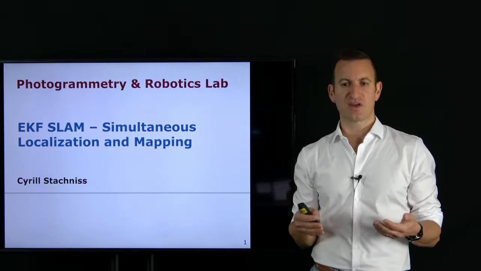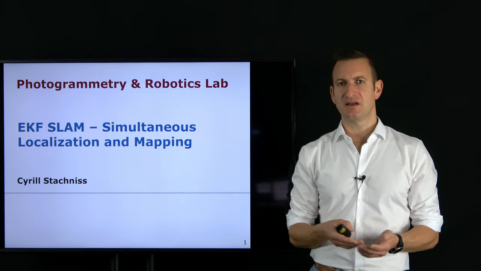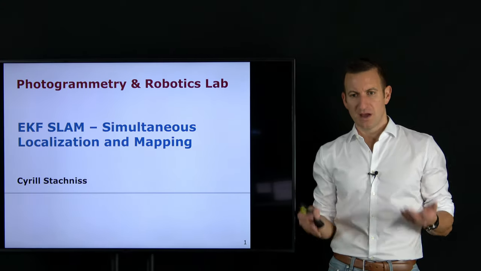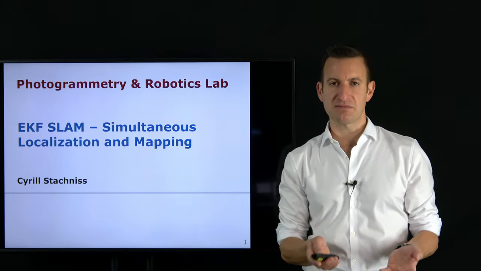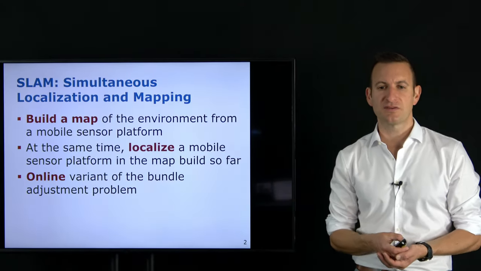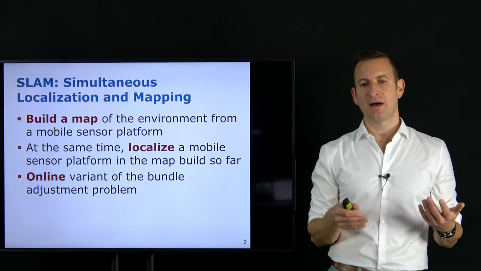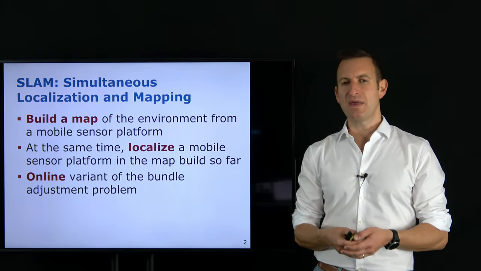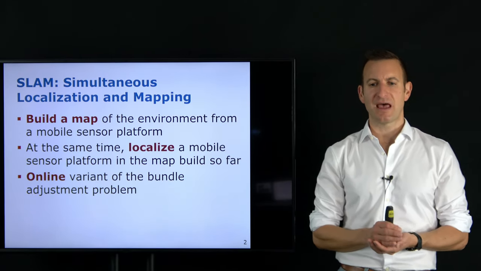So this was kind of the first approach to SLAM, developed in the late 80s, trying to use the tools from Gaussian recursive state estimation in order to solve the simultaneous localization and mapping problem. Again, as we have discussed before, SLAM means building a map of the environment with a mobile sensor platform and at the same time localizing the platform within the map built so far. And if you do this together, we refer to this as SLAM.